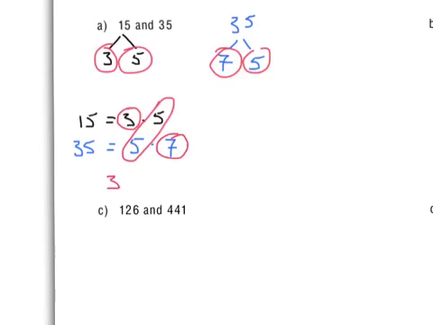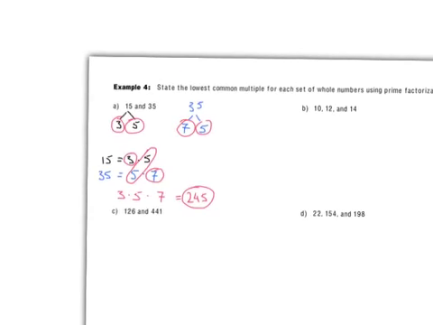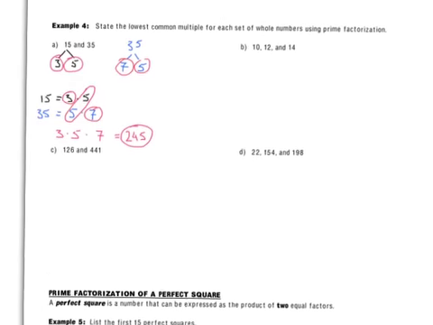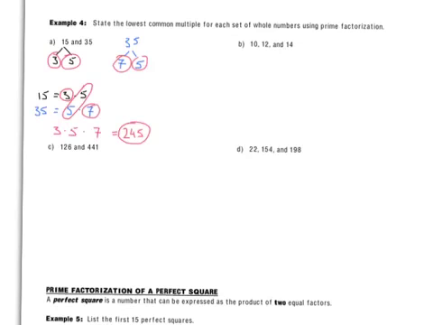Once I determine the numbers, I just write them down here. 3 times 5. I only take one of the 5s because they both share it, and then I take the 7 because it's unique. So 3 times 5 times 7 is 245. So my lowest common multiple for 15 and 35 is 245. Again, I would like you to do B and C, and I will try a little bit harder one down here, D.